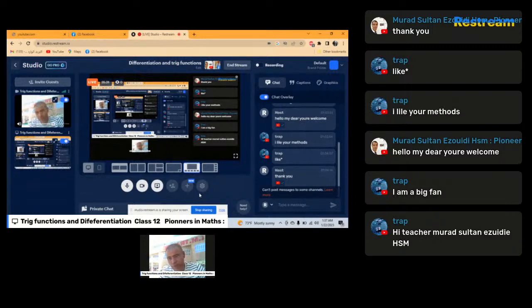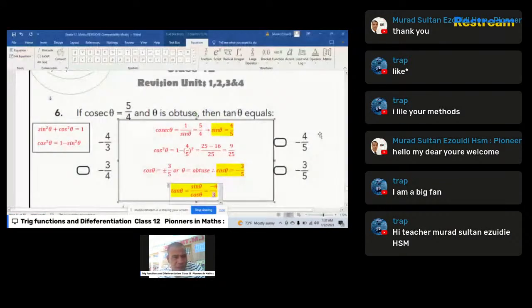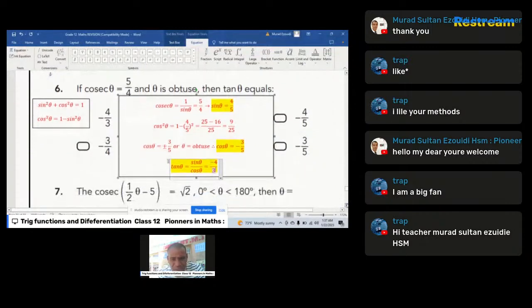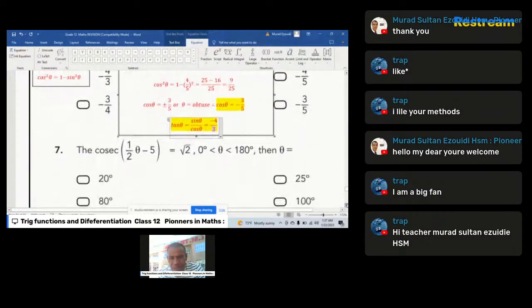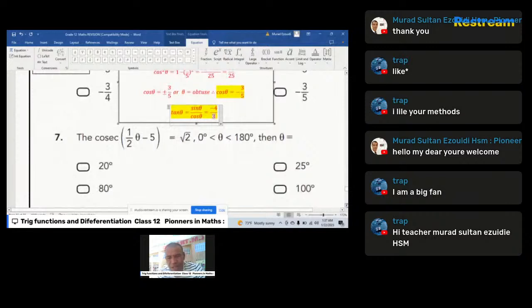Now, learners, I will see if it is possible to go to the next question. Now, learners, the second question is: the cosec of half theta minus 5 is root of 2. Therefore, the angle theta is between 0 degrees and 180 degrees. Then what is the value of theta?